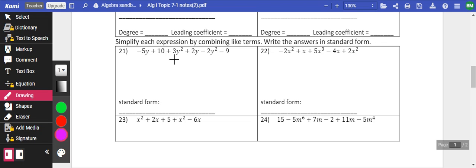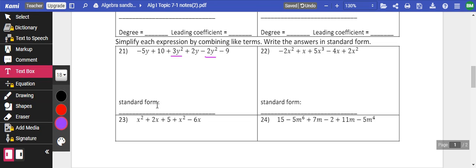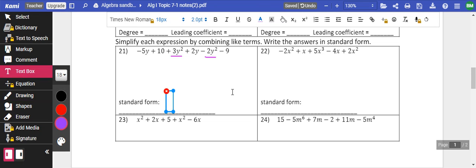So when I look through this, I want to put it in standard form as well. So I'm going to look for all the y squared. That's the biggest exponent I see. So this has a y squared, and this has a y squared. 3y squared and negative 2y squared ends up giving me just y squared. Okay, because we had to subtract there.